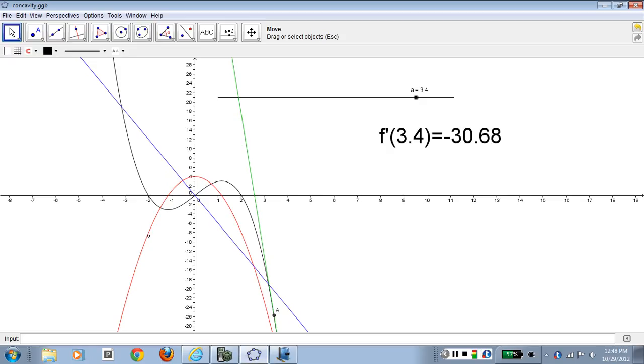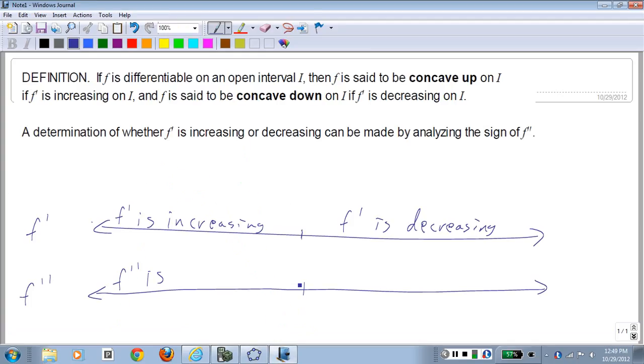F prime is the red graph, and you can see the red graph is increasing up to 0 and decreasing on the other side of that. That's f prime. F double prime is the blue graph. See the blue graph? Now the blue graph is decreasing throughout. But where f prime is increasing, f double prime is above the x-axis, so it's positive. F double prime is positive.